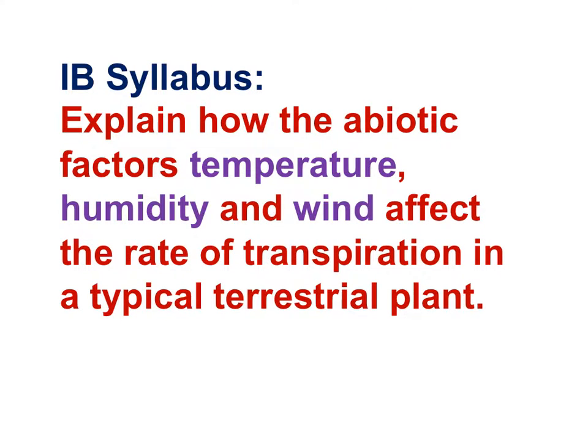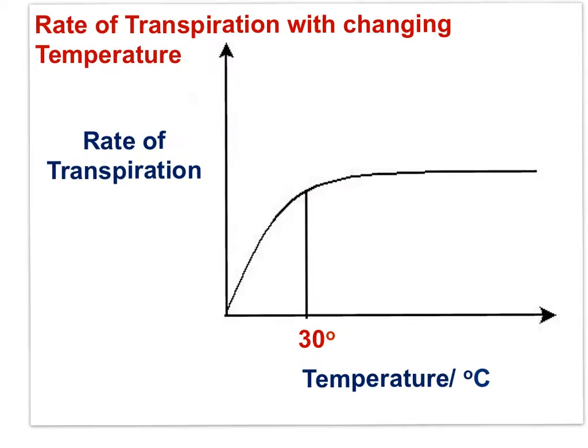Here is the next IB syllabus statement and our last of the movie. Explain how the abiotic factors, temperature, humidity, and wind affect the rate of transpiration in a typical terrestrial plant. An increase in temperature increases transpiration up to a certain temperature simply because heat increases molecular motion, thus increasing the rate at which water evaporates.